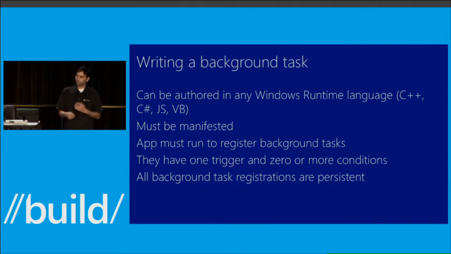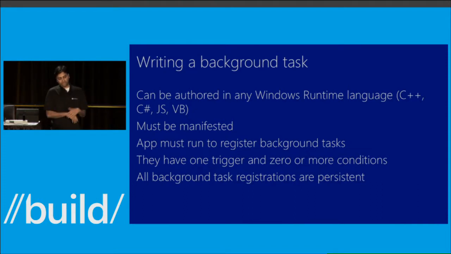Now, if you think about it, there seems to be some sort of redundancy here. Why do you have something in the manifest, and then at the same time you also have to have the app run and register the background task? Why can't the manifest just automatically register the background task? So the reason for this is twofold.